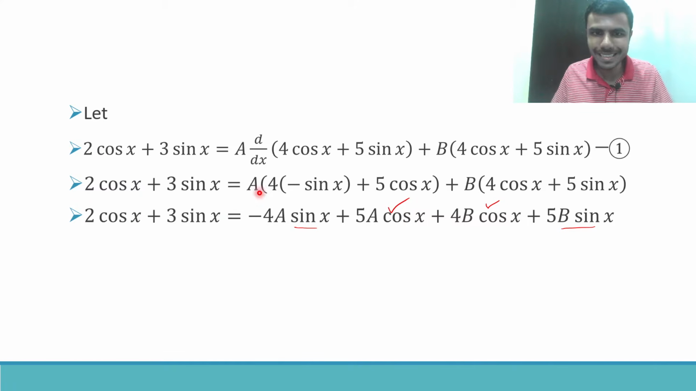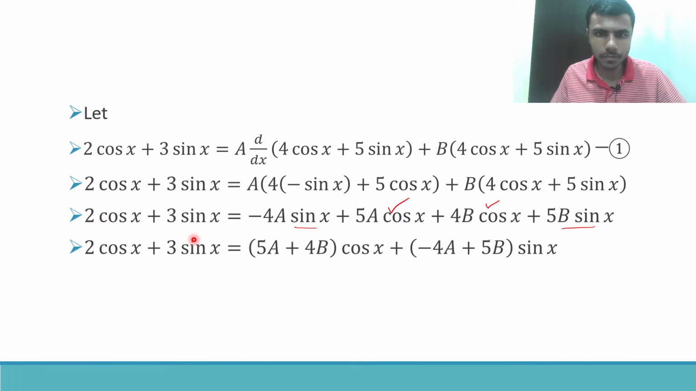What to do is we just take sin x common in these two terms and then cos x common in these two terms. If you see in the LHS, there is 2 cos x plus 3 sin x. So fine, first let us write cos x terms first, and then after that let's keep sin x. If I take cos x common in these two terms, I'll get (5a plus 4b) into cos x. Likewise, if I take sin x common in this term and this term, I'll get (minus 4a plus 5b) into sin x. All good. I hope things are clear up to now.